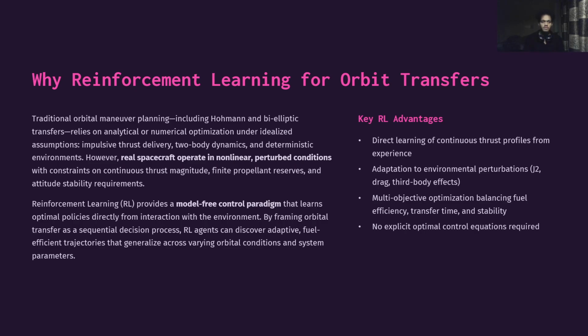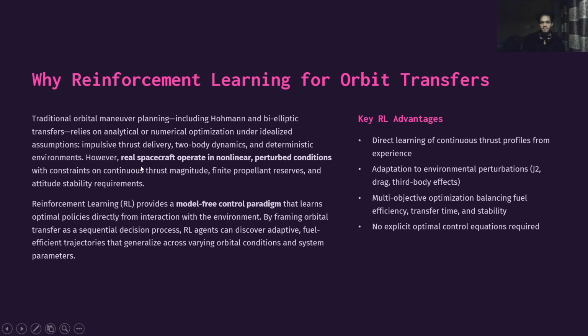Traditional orbital maneuver planning includes Hohmann and bielliptic transfers, that is, from circular orbits we go to higher circular orbits. It relies on analytical numerical optimizations under idealistic assumptions: impulsive thrust delivery, two body dynamics, and deterministic environments.